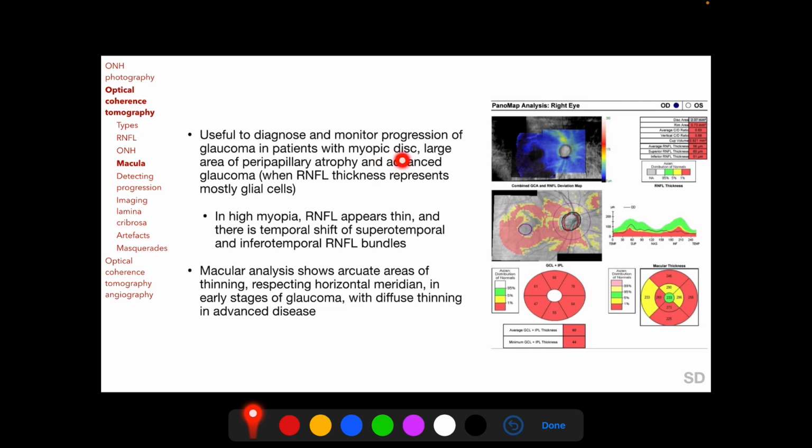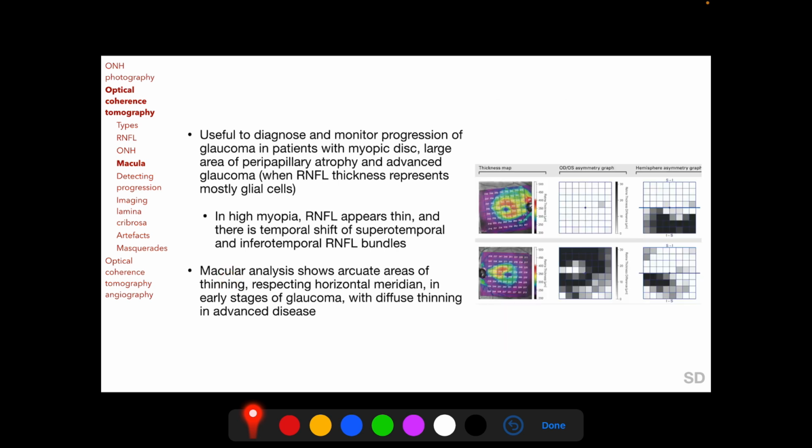In certain situations, macular analysis is useful to diagnose and monitor progression of glaucoma, particularly in patients with myopic disc, large areas of peripapillary atrophy, and advanced glaucoma, because in advanced glaucoma, RNFL thickness represents mostly glial cells, and RNFL thickness does not decline further with glaucoma progression. And it is important to remember that in high myopia, RNFL appears thin, and there is a temporal shift of both the superotemporal and inferotemporal RNFL bundles, resulting in errors in comparative analysis of sectoral RNFL thickness with comparative data.